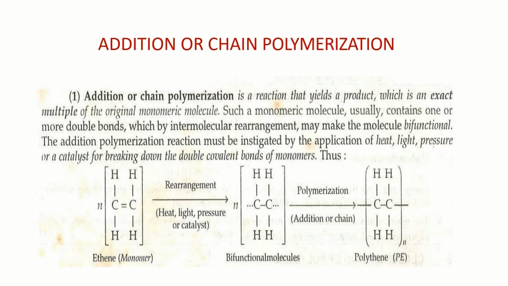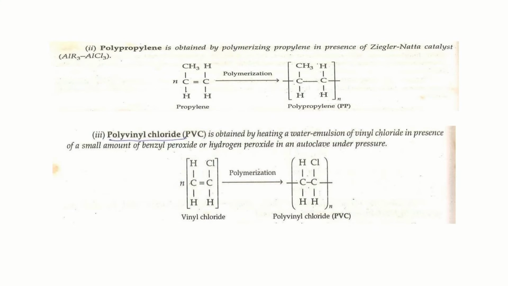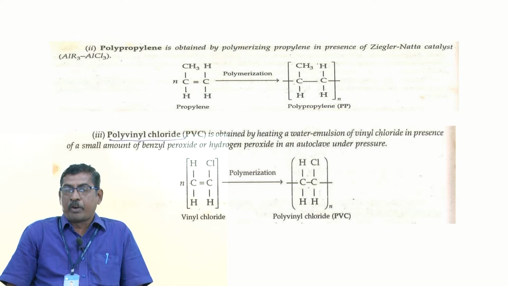The skeleton present in the monomer is the same skeleton present in the polymer. CH2 CH2 groups are repeated, no byproducts are formed, and only one type of monomer is involved in this reaction. Another example is polypropylene. The propylene molecule is the monomer, with molecular formula CH3CH=CH2. It is polymerized in the presence of temperature, pressure and catalyst to form polypropylene. In this reaction, only one type of monomer is involved.